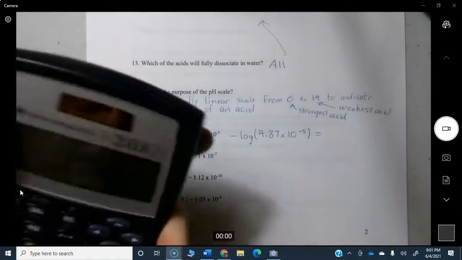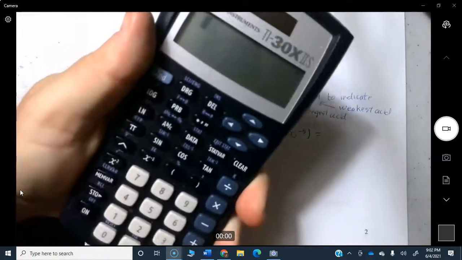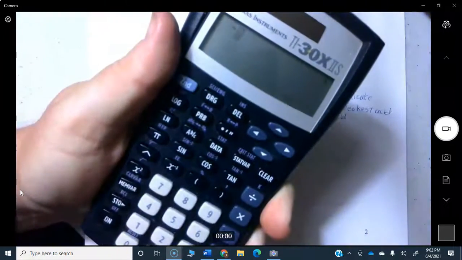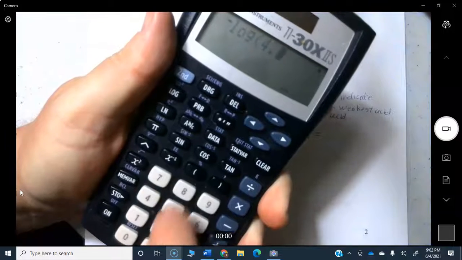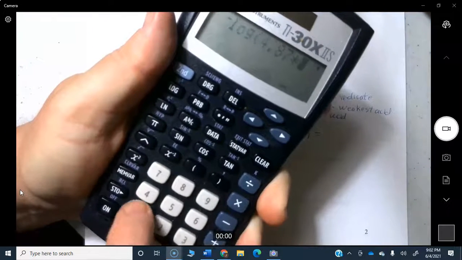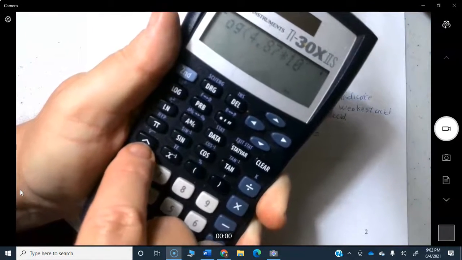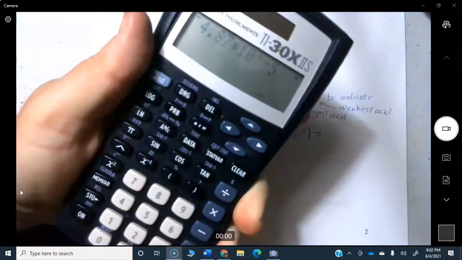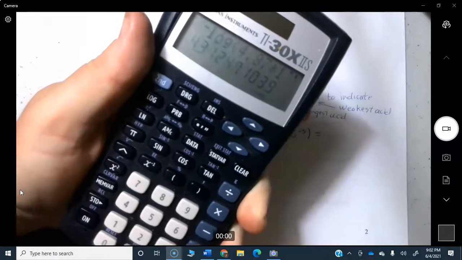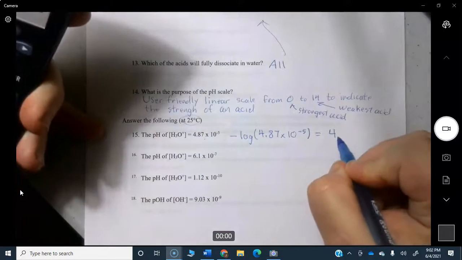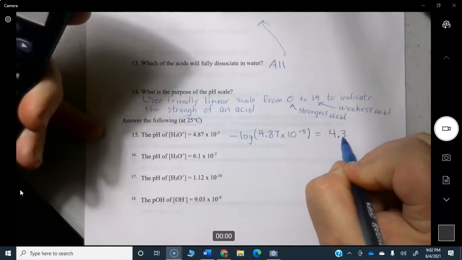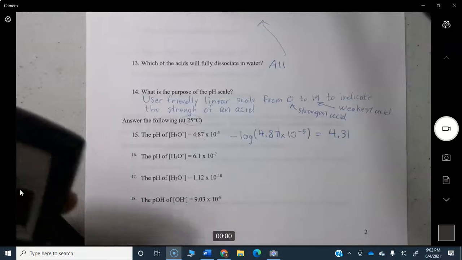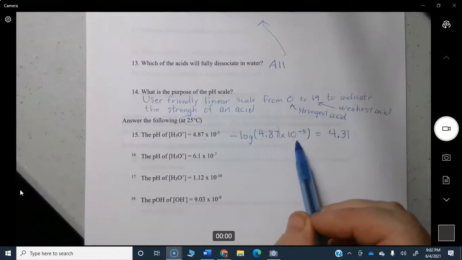So on the calculator, you hit the negative sign down here. Don't hit the minus, that's a subtraction. You hit the negative sign, then log, and then 4.87 times 10, and then the little caret sign, that little hat, is an exponent, and it's to the negative 5, and then you close the parenthesis, and you get 4.31. So you can see it's a lower pH, meaning it's a stronger acid, because you're multiplying it by 4.87 as compared to 10 to the minus 5, which would be a pH of 5.